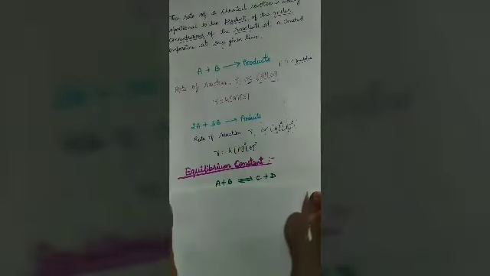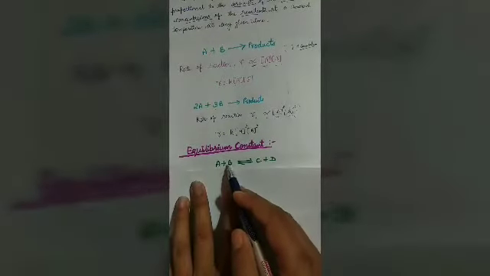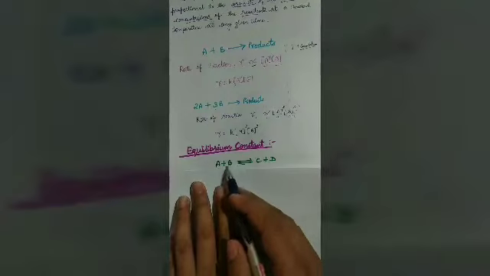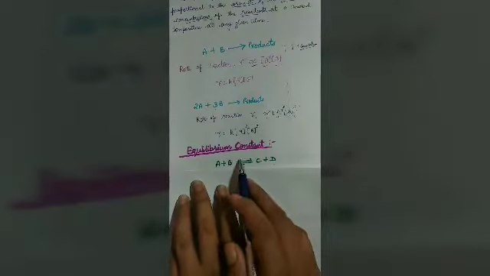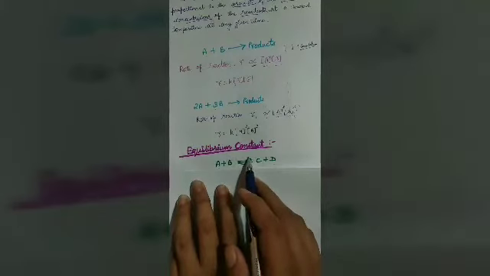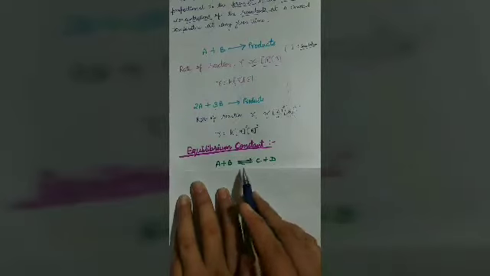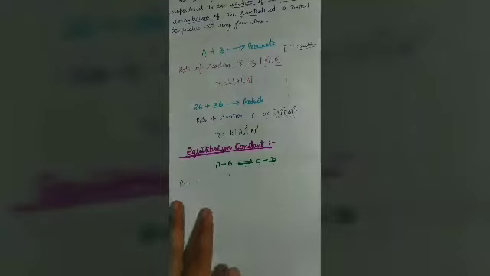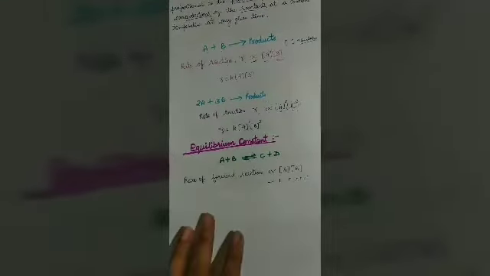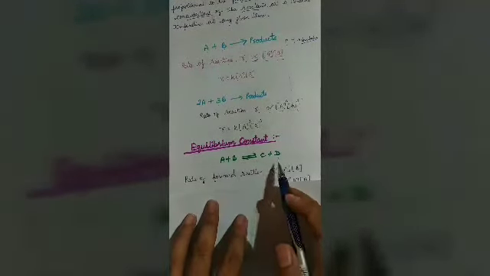So it means whenever the reaction is in equilibrium, the rate of the forward reaction, the rate of formation of C plus D through this forward reaction, must be equal to the rate of the backward reaction, or the rate of formation of A plus B through C and D. Now, according to the law of mass action, for this equilibrium condition, what will be the rate of the forward reaction?